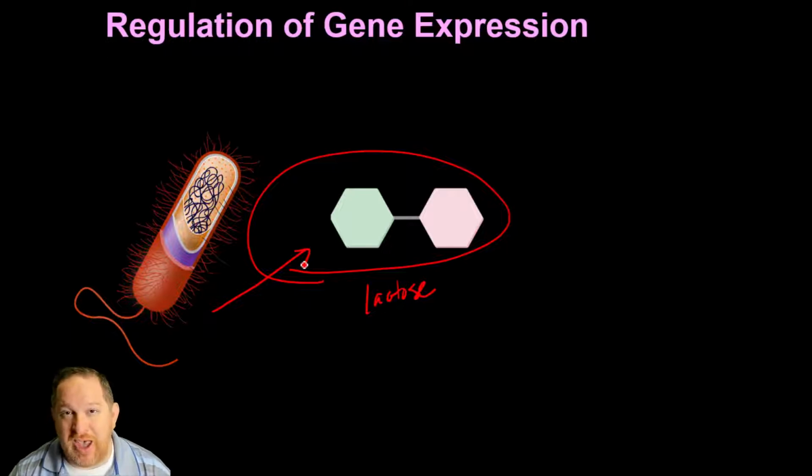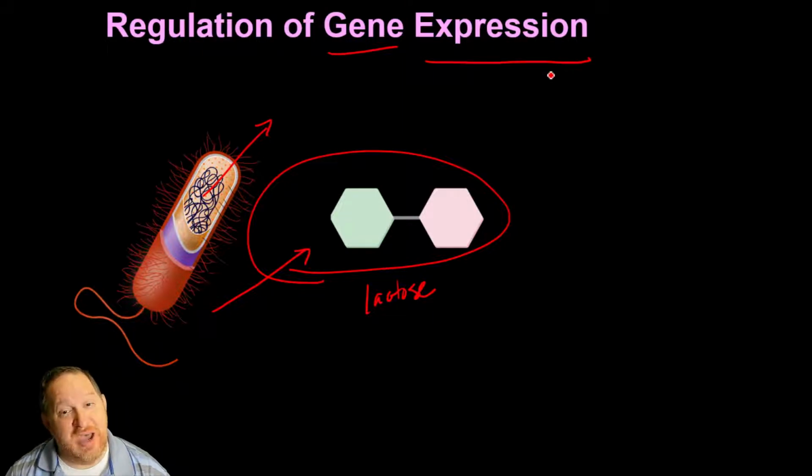That's what we're going to look at in this video when we talk about how bacteria use their DNA, their genes, and the expression of those genes to break down food to make different amino acids. Let's get started.